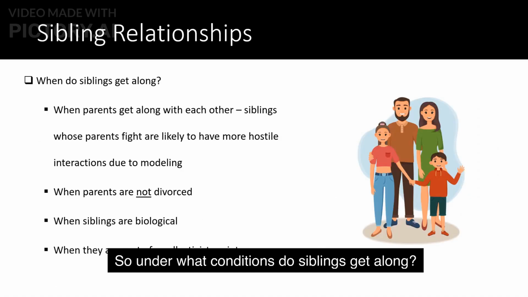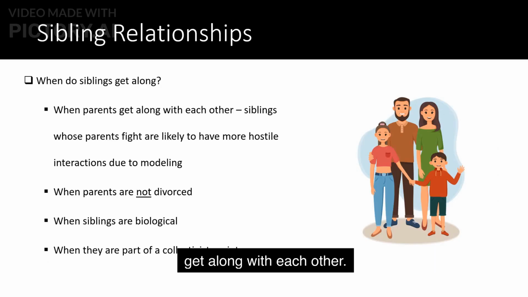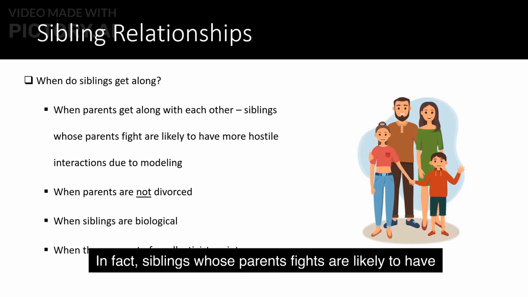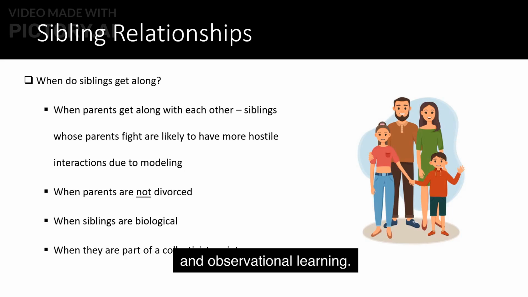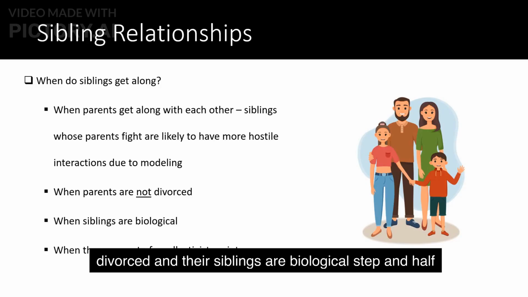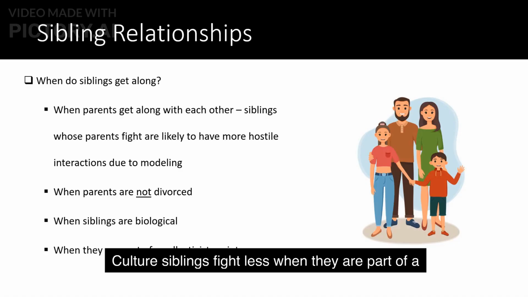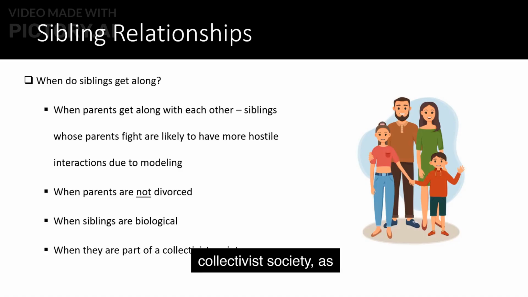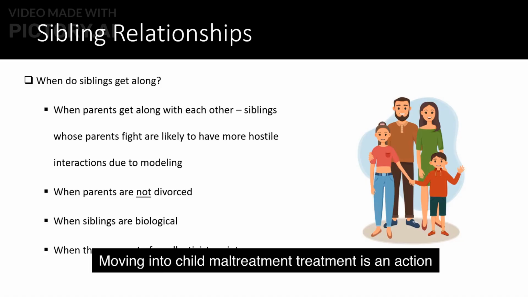So, under what conditions do siblings get along? Well, we see that there is more harmony when parents get along with each other. In fact, siblings whose parents fight are likely to have more hostile interactions due to things like modeling and observational learning. Siblings also get along when their parents are not divorced and their siblings are biological. Step and half siblings tend to fight more. And again, culture. Siblings fight less when they are part of a collectivistic society as opposed to an individualistic society.